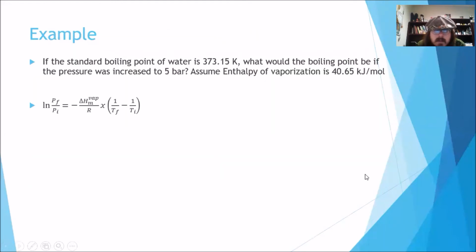So looking at this, the standard boiling point of water is 373.15. What would the boiling point be if the pressure was increased to 5 bars? Assume the enthalpy of evaporation is 40.65. So let's look at that.